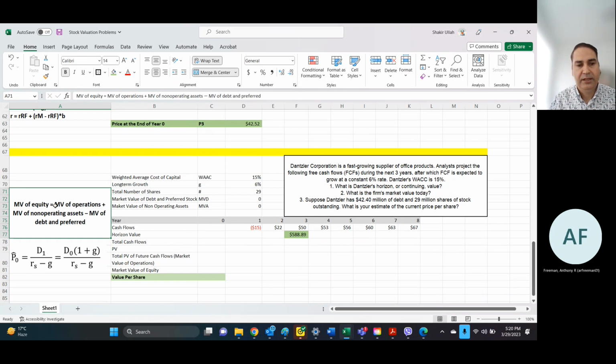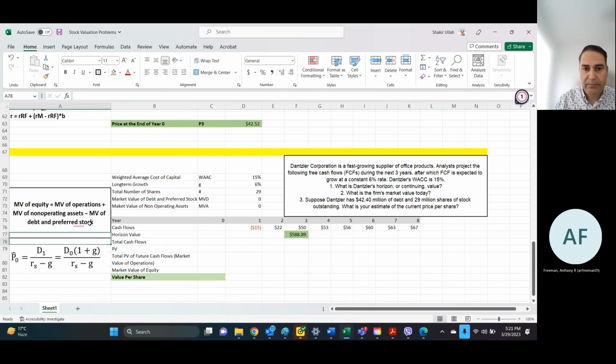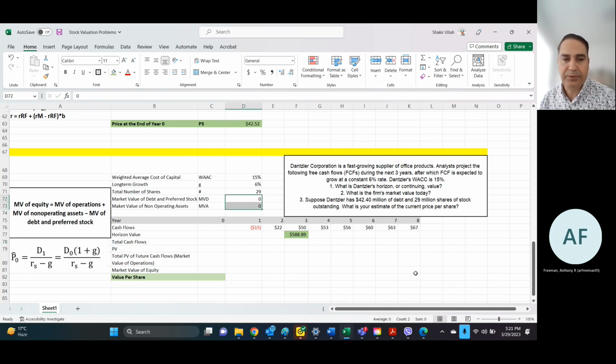Market value of equity, which is the same as the market value of the firm, is equal to the market value of operations, plus the market value of non-operating assets. In this case, they have not given us any non-operating assets, so we give that as a 0. And market value of debt and preferred stock. That is also not given, so we take both of those values as 0, assuming that there is no preferred stock and there's no debt.